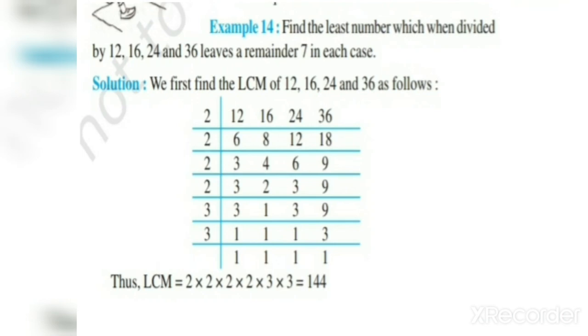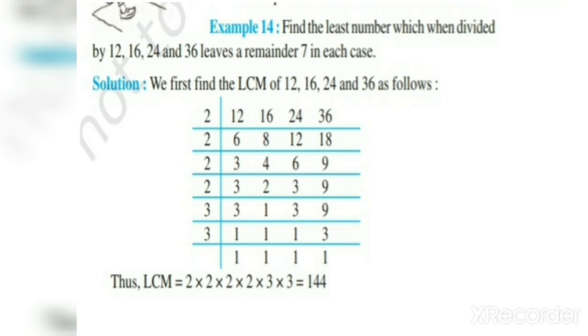Next word problem. Find the least number which, when divided by 12, 16, 24 and 36, leaves a remainder 7 in each case. Here we have quite a different word problem. Find the least number. Remember, the word least is used. So here we will find LCM, minimum, least. If minimum, least is used, we will find LCM.